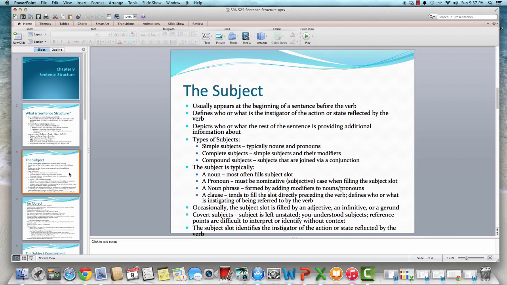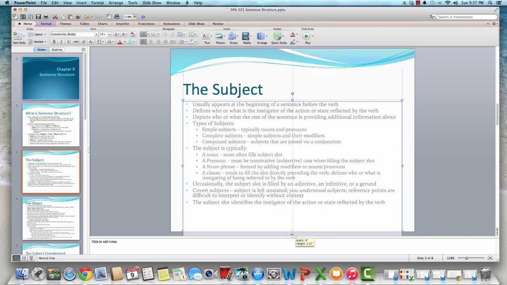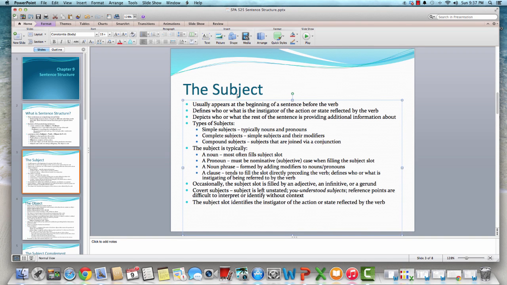We can also have covert subjects. I mentioned these earlier, where the subject is left unstated. It's just a verb. And these are called "you understood" subjects. It's understood that the subject is the person you, like it's directed towards you. The speaker is directing it to somebody who is within their realm. The reference is difficult to interpret or identify, though, without context. So that's very critical, that we have to have context to be able to interpret that.